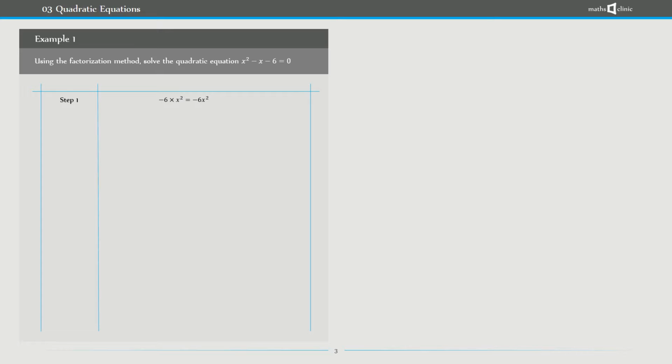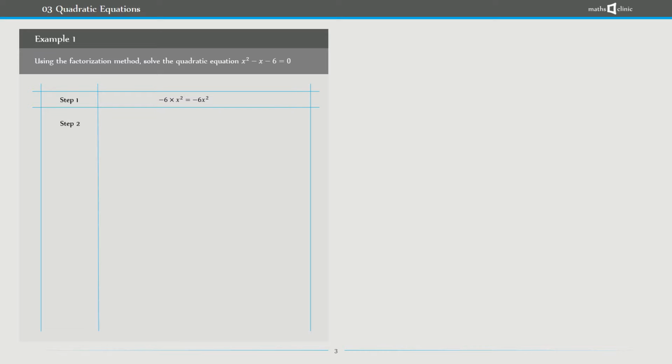Okay, so you have minus 6 multiplied by x squared, and what you have is minus 6x squared. Simple. That's the first thing you want to do. Now, step 2. The next thing you want to do is look for two terms. First you identify the factors of minus 6x squared, i.e., what minus 6x squared can be divided by. We have x, 2x, minus 2x, 3x, minus 3x, 6x, minus 6x.